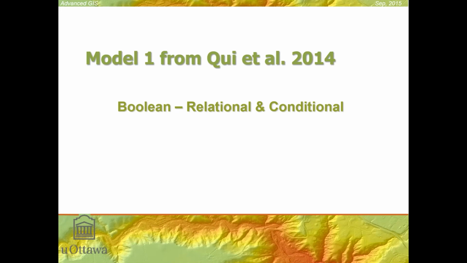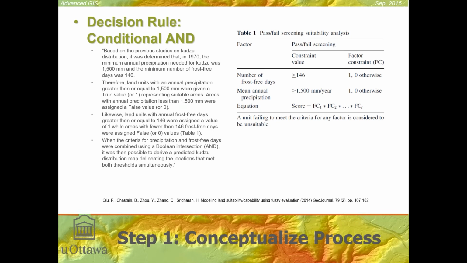Example 1 from Key et al. 2014 uses relational and conditional operators in order to operationalize and create the decision rules to produce a decision set for Kudzu. So it's based on previous studies about Kudzu in the 1970s.